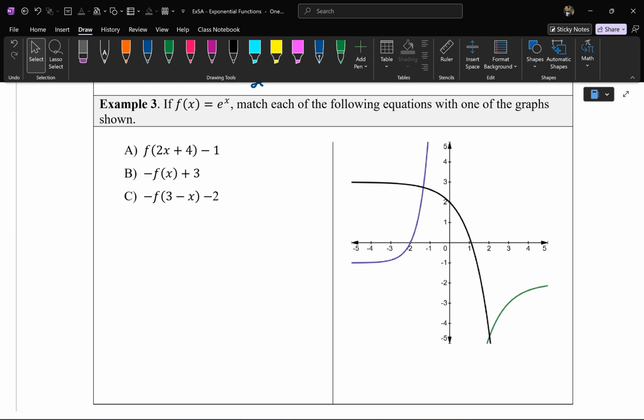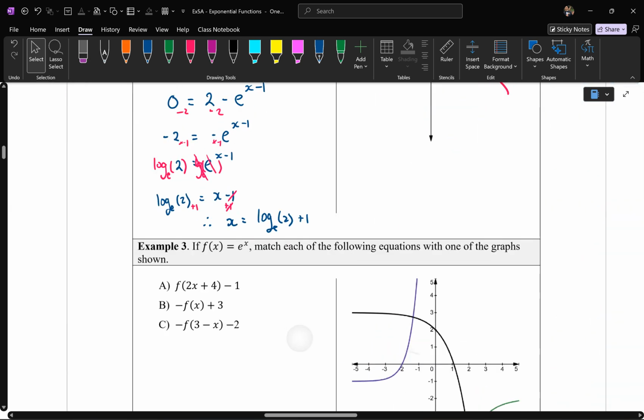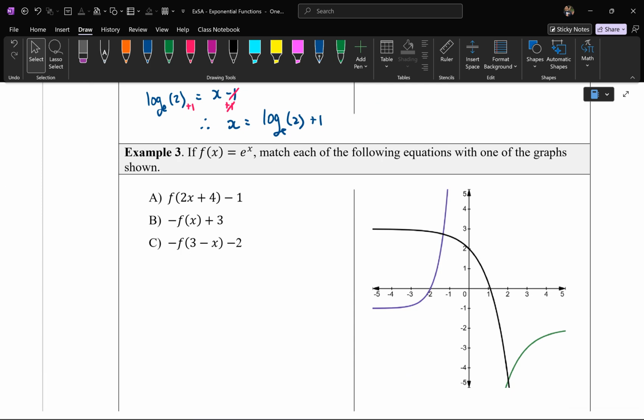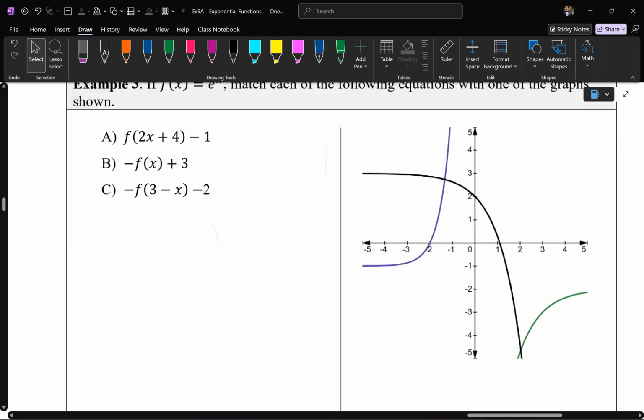Tyler? Yes, that's the same thing, yeah. So ln or log e means the same thing.